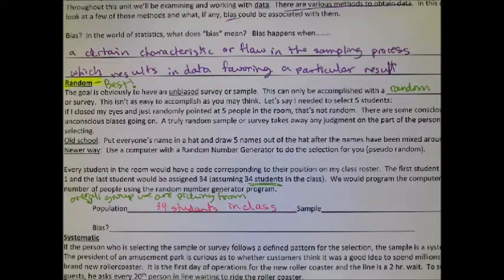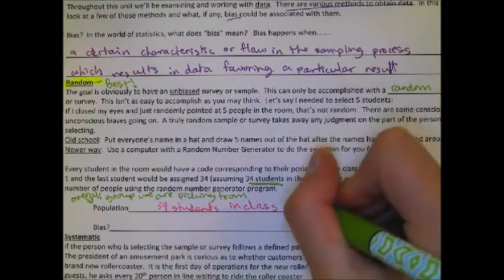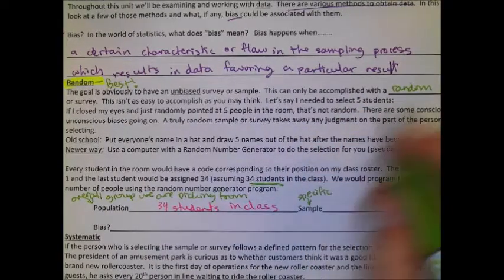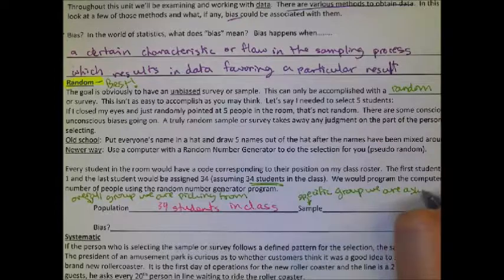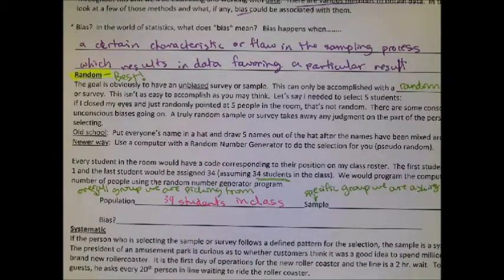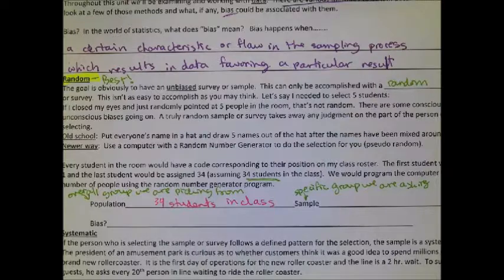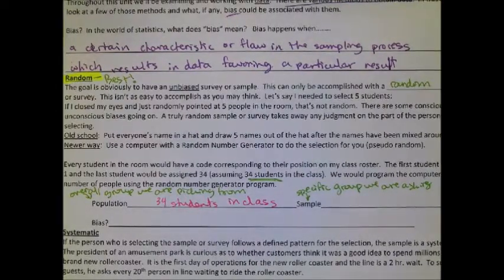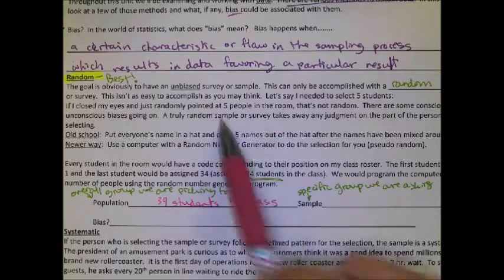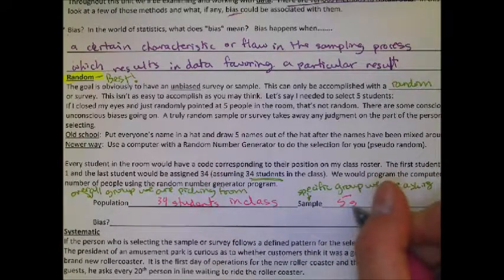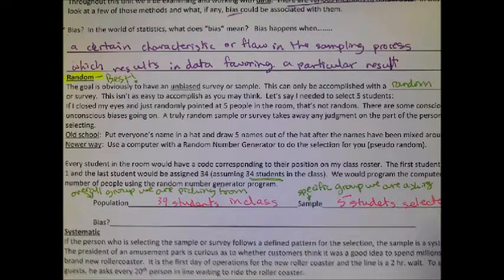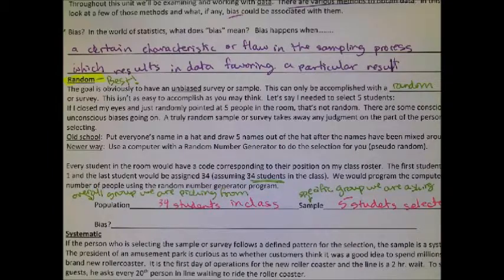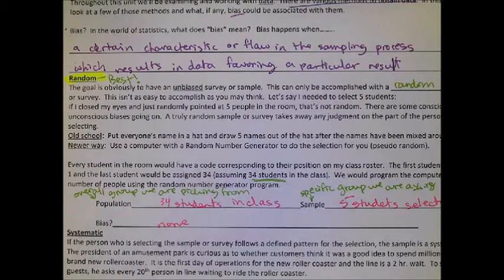The sample is the specific group we are asking. And who are we asking? Well, we picked, let's go back up to this idea, we picked 5 names. So the 5 students selected. And with random, there's no bias.